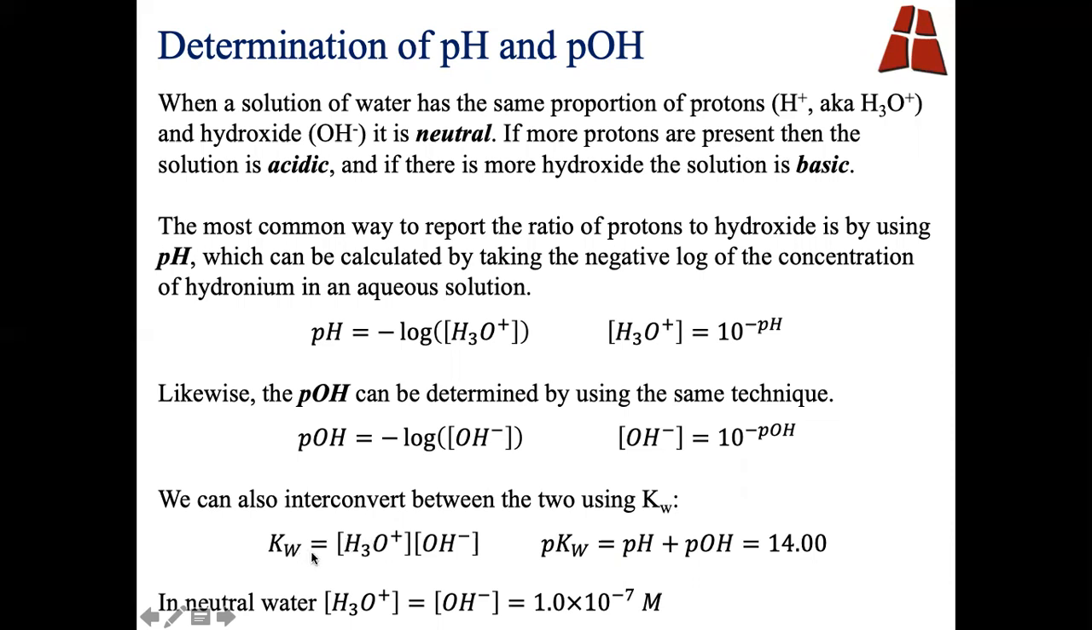And then a reminder that Kw is equal to the concentration of H3O+ times the concentration of hydroxide that are present in the solution. And Kw will always equal 1.0 times 10 to the negative 14th. And in neutral water, of course, our concentration of H3O+ and OH- will be equal. And if we were to do pKw, that is equal to pH plus pOH. And again, that's equal to a value of 14. Okay, so you should know and understand how to convert between all of these different species.